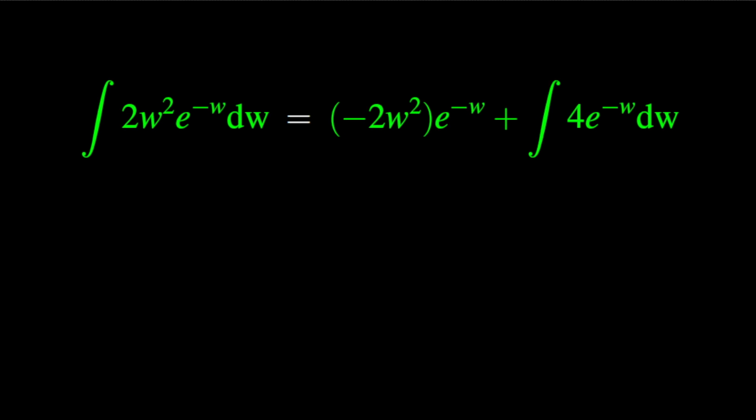Now we have to aggregate the results of these repeated applications of integration by parts to get the final value of the antiderivative of 2w squared times exponential of minus w. The first integration by parts gave the following result. The integral of 2w squared times exponential of minus w dw is equal to minus 2w squared times exponential of minus w, plus the integral of 4 times exponential of minus w dw.